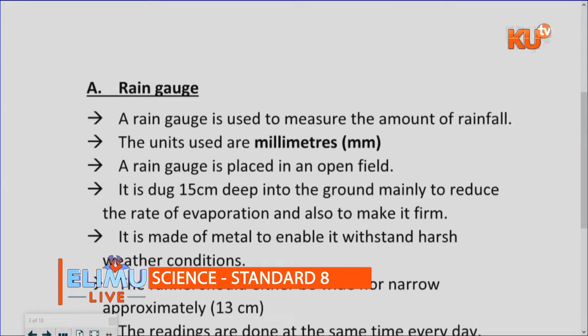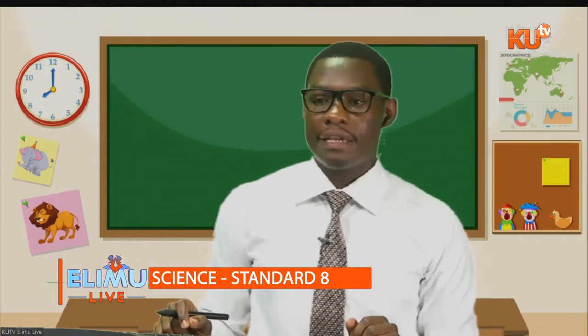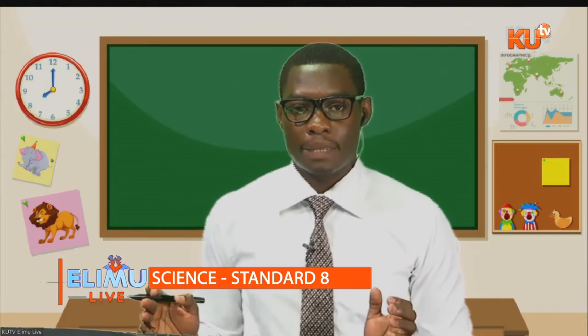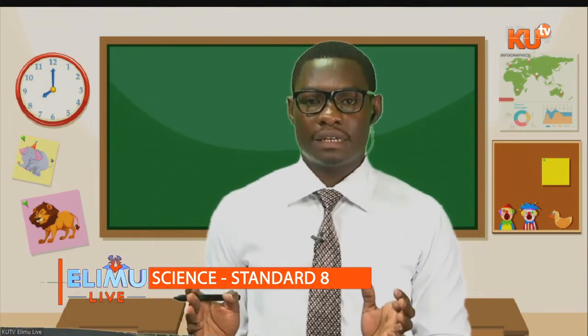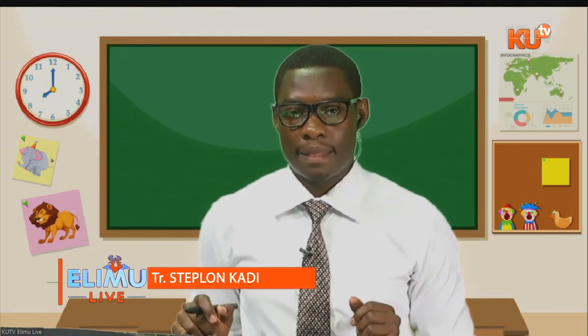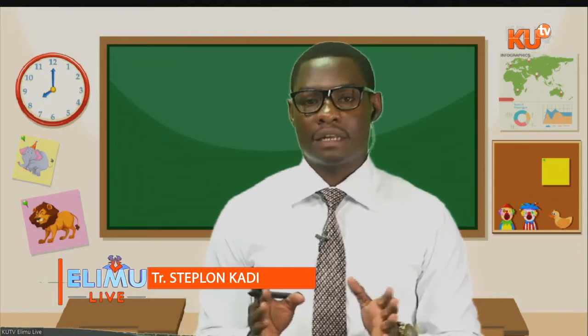Millimeters is always abbreviated as mm. So a rain gauge should be placed in an open field. Now the reason for placing a rain gauge in an open field is to ensure that there is no obstruction, such that it should be able to record all the amount of rainfall that is falling. So it should be placed in an open field.